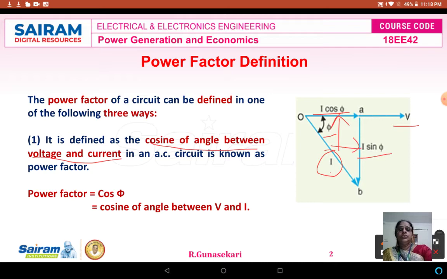So the power factor is the cosine of the angle between voltage and current. You already studied this in the basic electrical engineering subject in first semester. Therefore, the first definition: power factor equals cos phi, that is, the cosine of the angle between V and I.